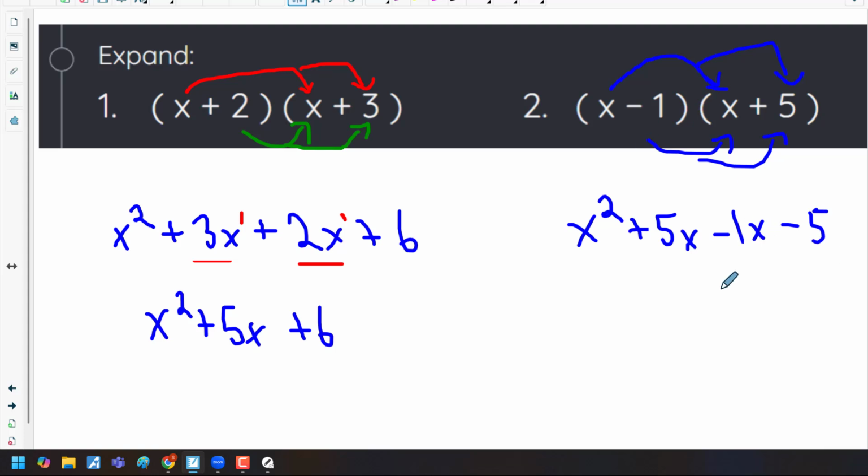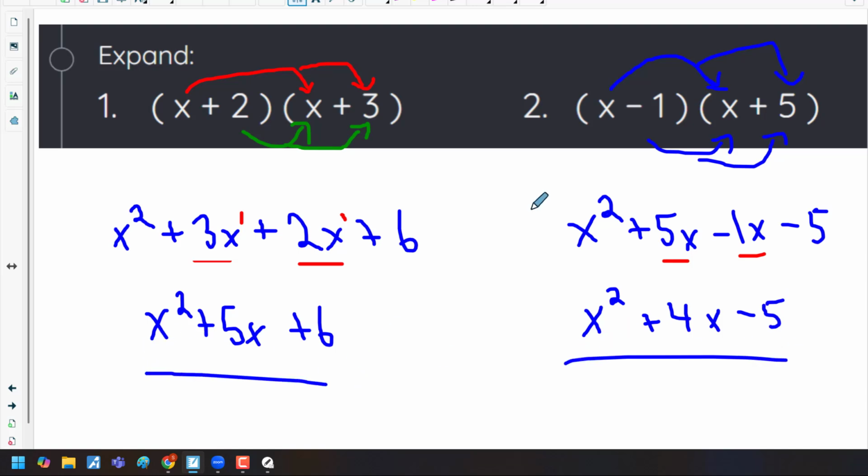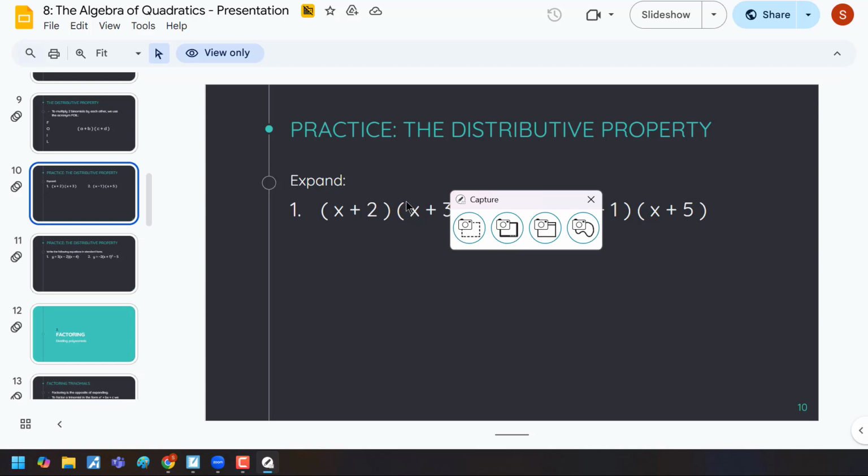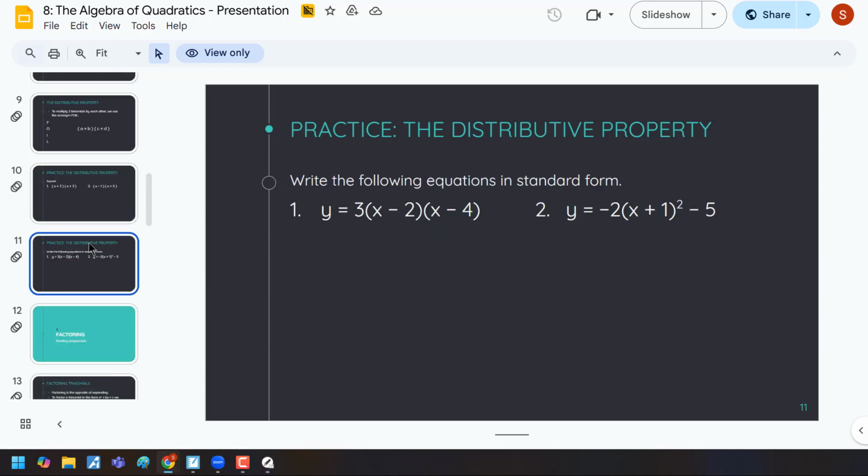Here we also have like terms that we can combine. So this is going to be x squared. What's 5x minus 1x? It's going to be 4x. And then we have minus 5 here. That's the answer. All right. Boom. Let's go. We have more examples.